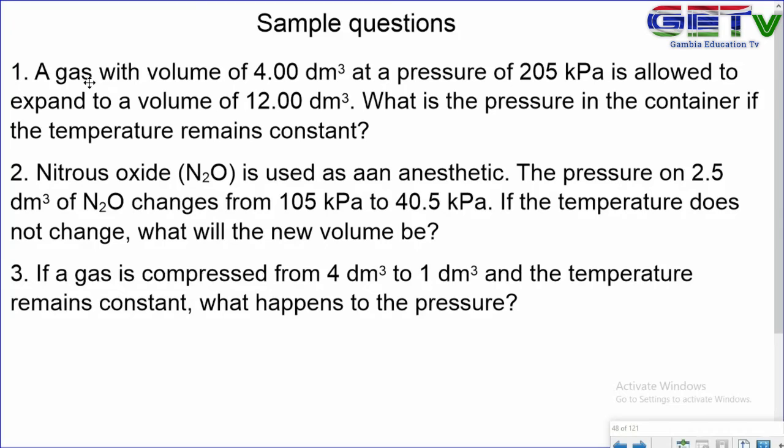And the final question is, if a gas is compressed from 4 cubic decimeter to 1 cubic decimeter, and the temperature remains constant, what happens to the pressure? Here you have to take into consideration the relationship between pressure and volume. The relationship is inverse, meaning when pressure increases, the volume should decrease. So here, the volume is reducing from 4 cubic decimeter to 1 cubic decimeter. So it has reduced by a factor of 4. Therefore, the pressure is going to quadruple. It has to increase by a factor of 4.